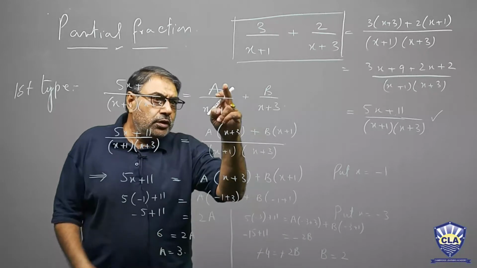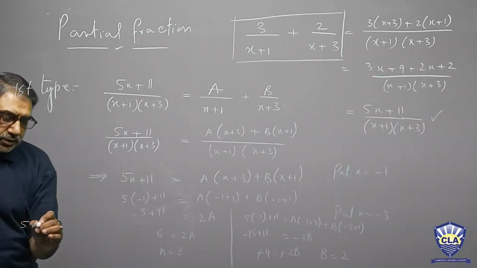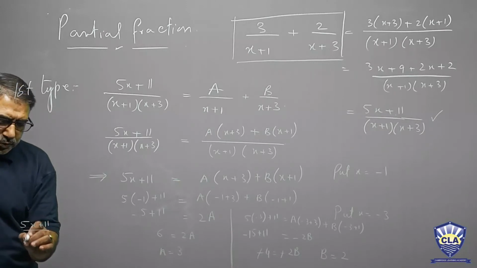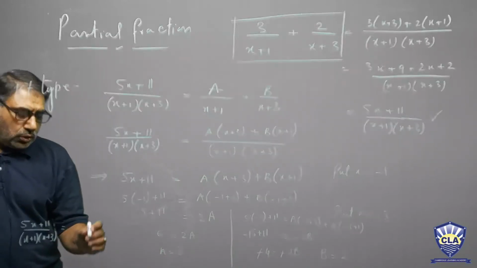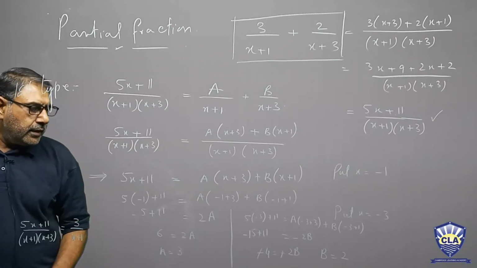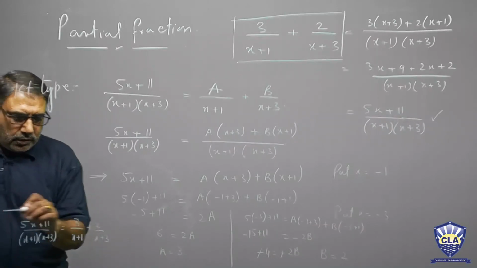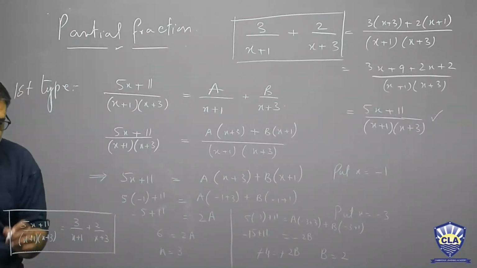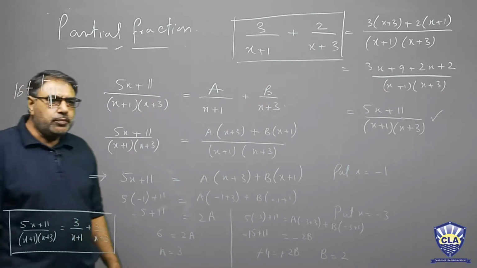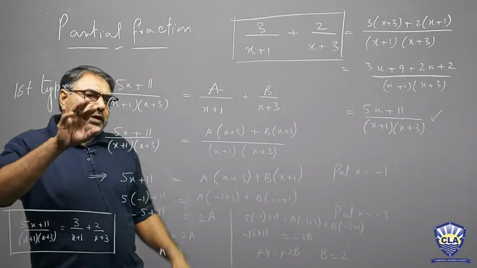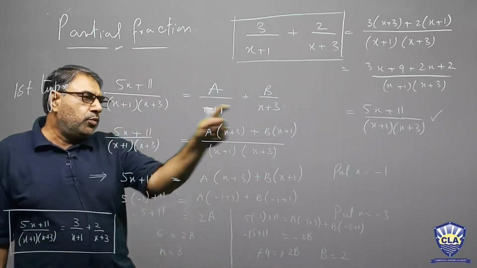Replace these values in the first, which is 5x plus 11 over x plus 1 and x plus 3 equals 3 over x plus 1 and plus 2 over x plus 3. It is the first type, a single fraction and a partial fraction. When he says convert it into the partial fraction, write down the partial fraction of that. X plus 1, x plus 3: write down A over x plus 1 and B over x plus 3.